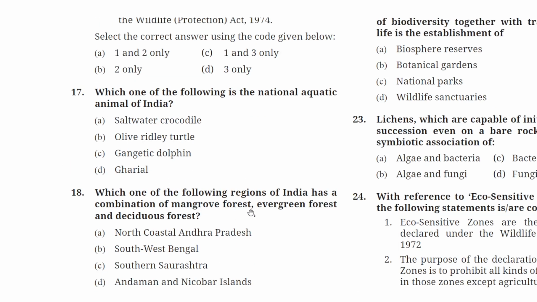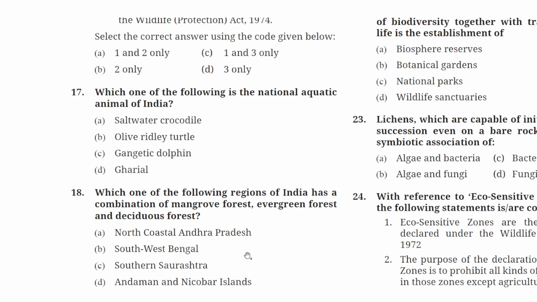Okay. Which one of the following regions of India has a combination of mangrove forest, evergreen forest, and deciduous forest? All the three combinations are found in which among the regions? Okay. So answer is Andaman and Nicobar Islands. That is the answer. Typical forest coverage of Andaman and Nicobar is made up of 12 types. Okay, so these three could be possible ones. So answer is Andaman.